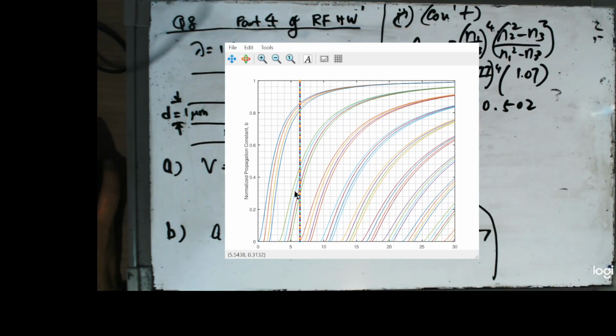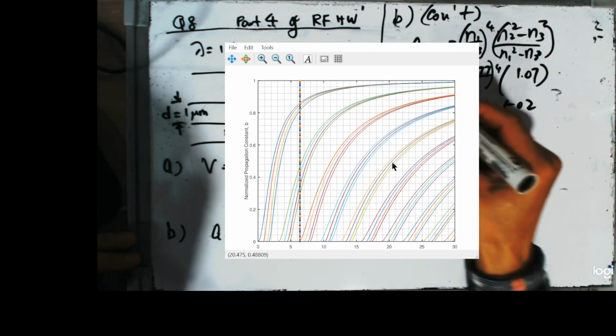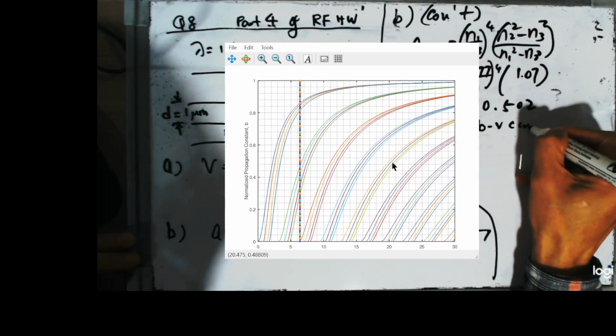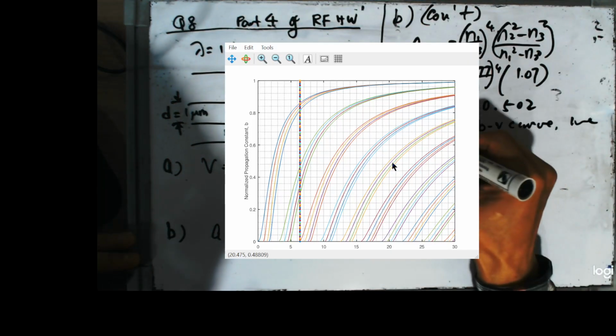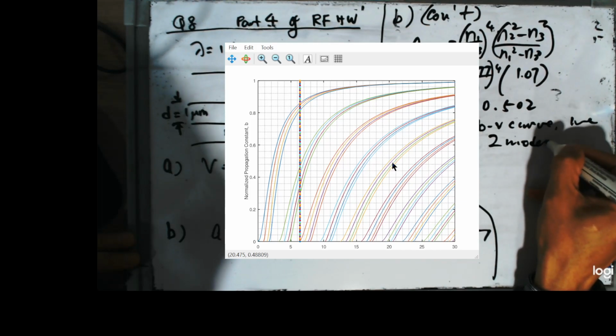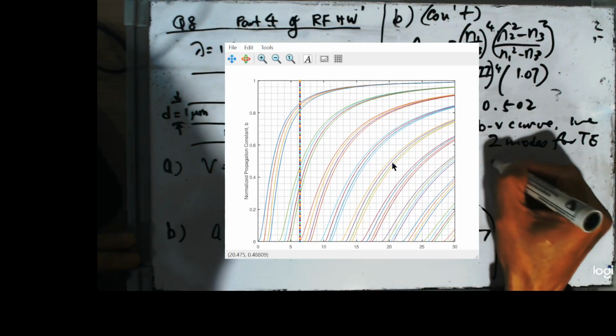So part C of the question, we need to verify we have only 2 modes. So this is exactly right. So part C, from the BV curve, we have only 2 modes for TE and 2 modes for TM.